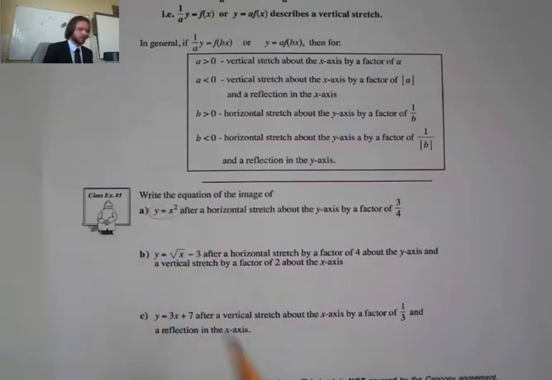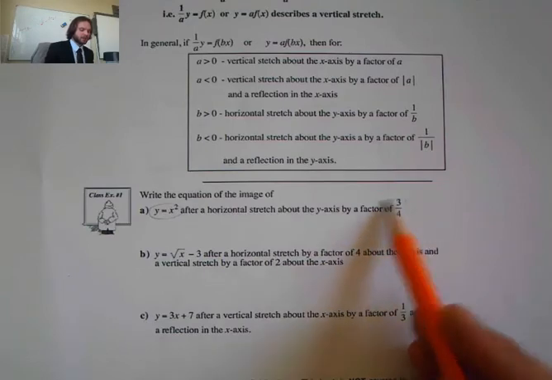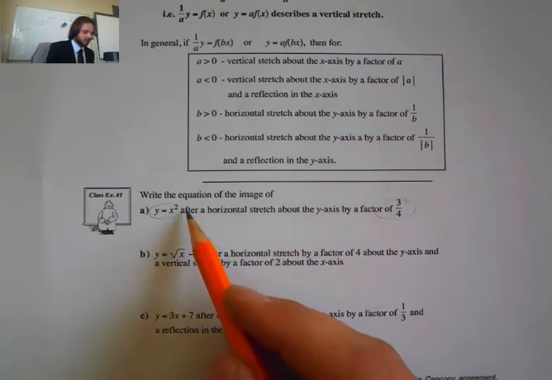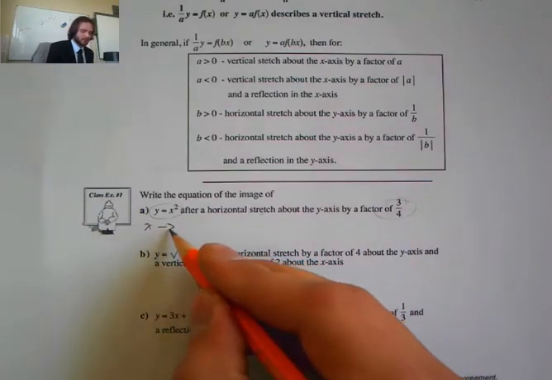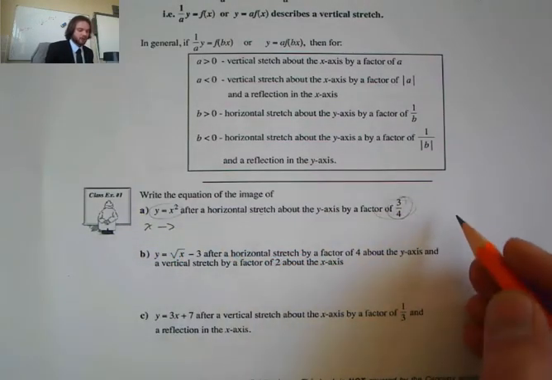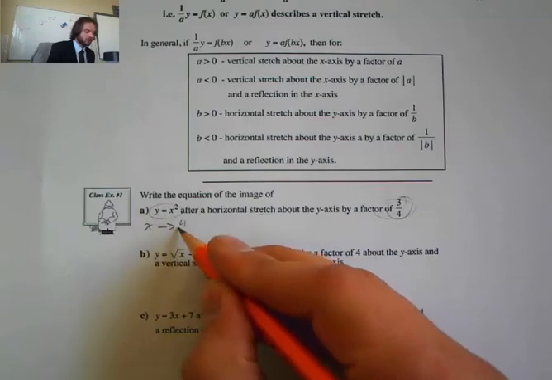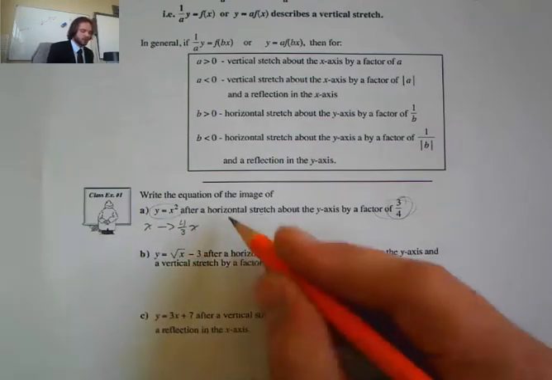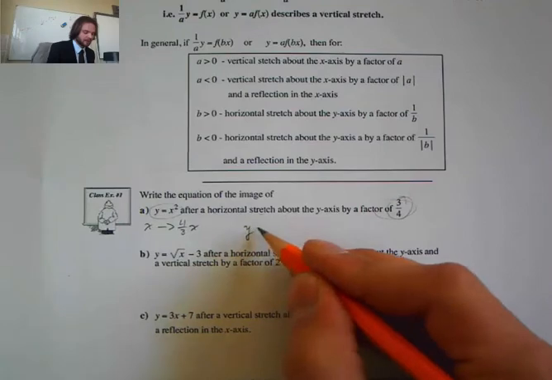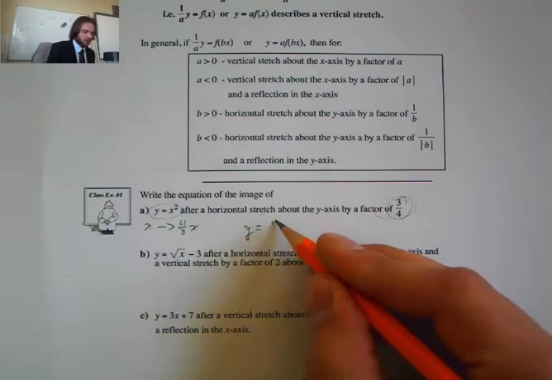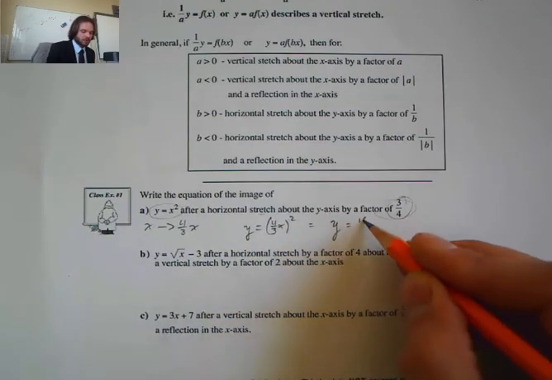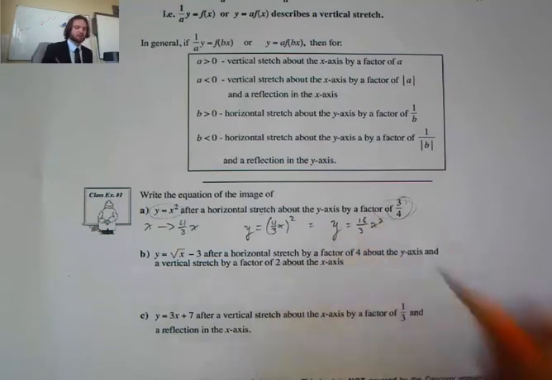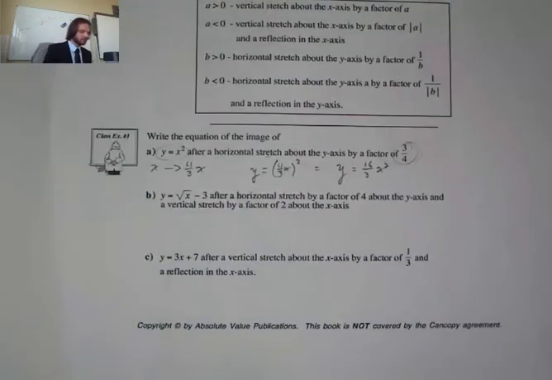So here's my equation, and here's what's happening. We have a horizontal stretch, so that means the x is being replaced, and it's a stretch of 3 over 4, so we must do the reciprocal, 4 over 3x. So we end up getting y is equal to (4 over 3x) squared, which is the same thing as y is equal to 16 over 9x squared. All right? Let's take a look at the next one.